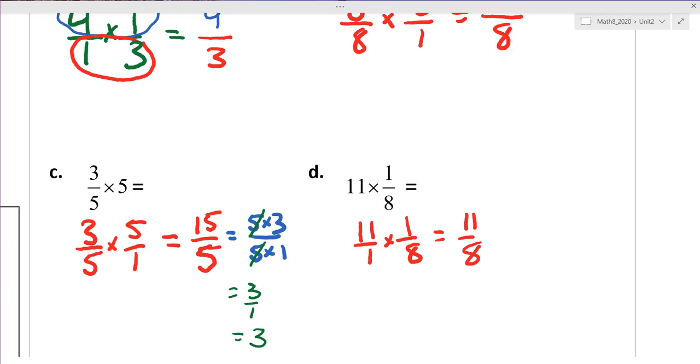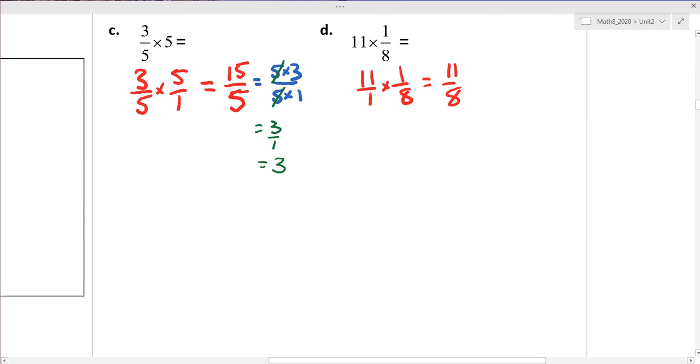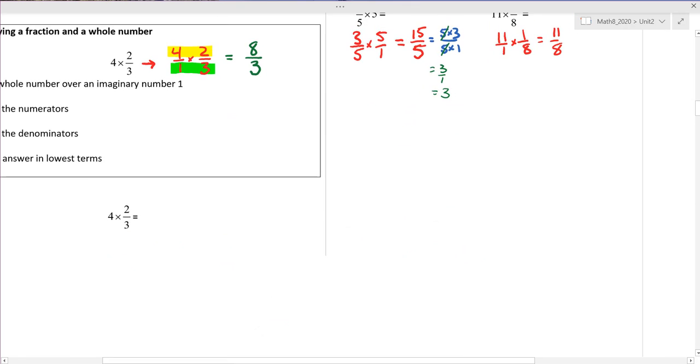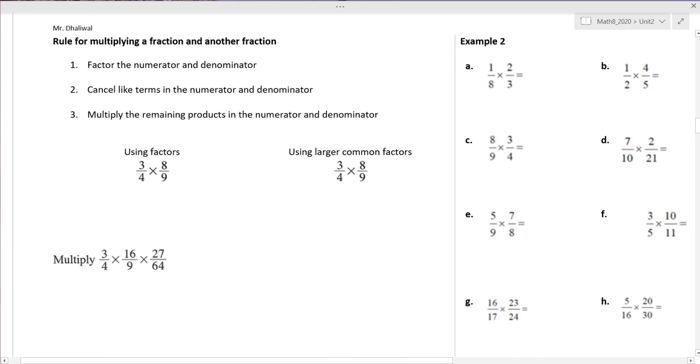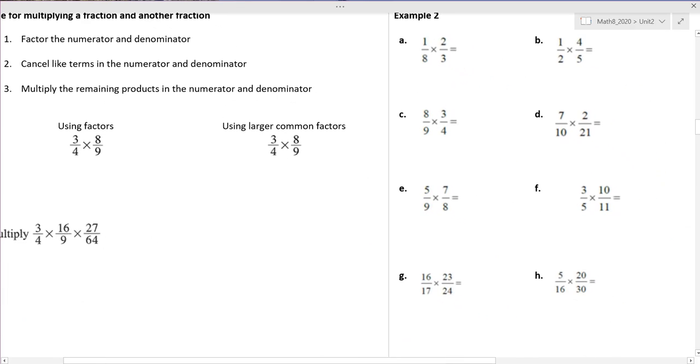Okay? So we're going to take a break at this moment, and we're going to go back and do the day 1 homework. And we'll start up later on in class, and we'll do the second page. In the second page, you'll notice that we have 2 fractions, and they're not whole numbers, right? So we have to apply the same rules. All right.